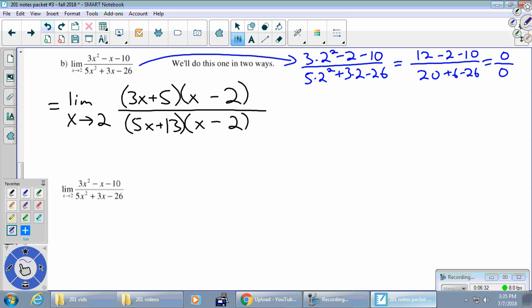Okay, so what do we do now? Well, now we're looking for common factors. And hey, x minus 2 is a common factor, and so they go away. And so that means that our limit is really just 3x plus 5 over 5x plus 13, and that is a brand new limit for us.